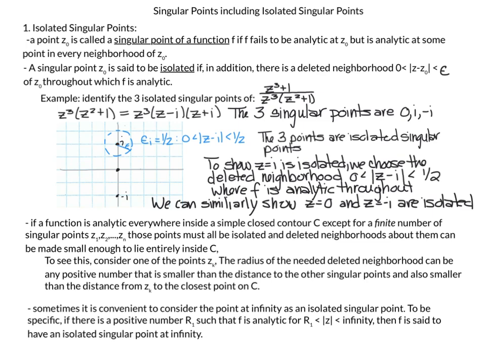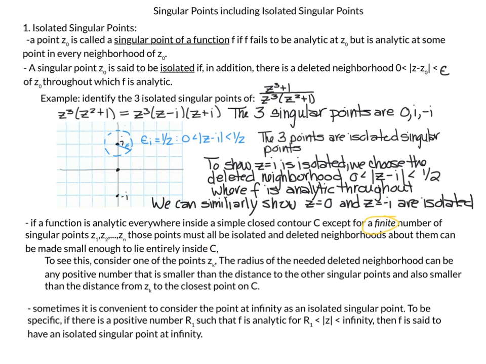We have 2 other facts. The first one is: if a function is analytic everywhere inside a simple closed contour C except for a finite, and this is important, a finite number of singular points z1, z2 up to zn, those points must all be isolated, and deleted neighborhoods about them can be made small enough to lie entirely inside C.